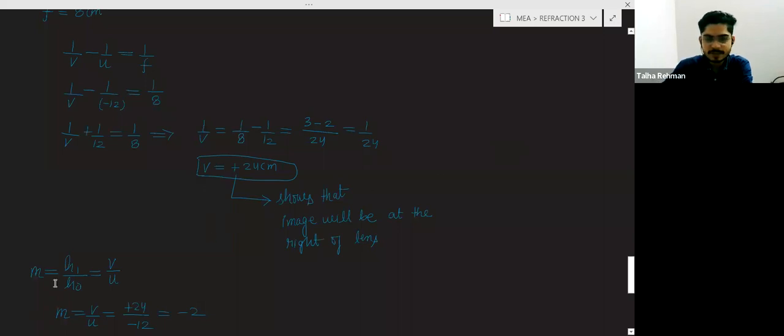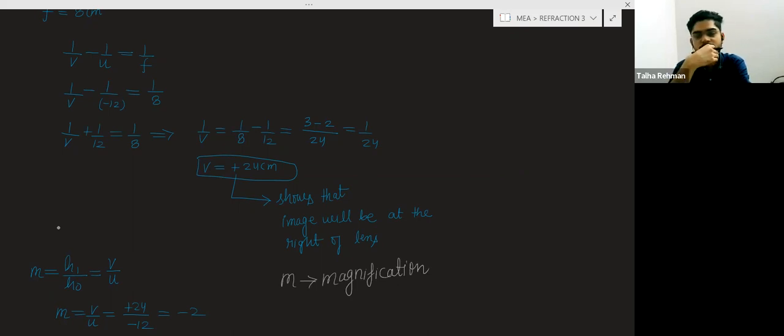This small m is the magnification. Earlier also I have told you, small m is the magnification, given by height of image divided by height of object.